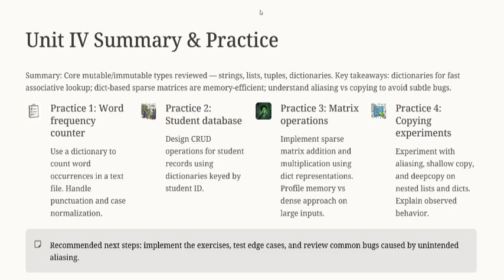So this completes Unit 4. In this unit, we learned different ways to store and manage data in Python. Strings help us handle text. Lists help us manage collections. Tuples store fixed data. Dictionaries provide fast lookup. Understanding these structures is very important because almost every real-world Python program uses them. Keep practicing these concepts and try solving problems using these data structures. Thank you.